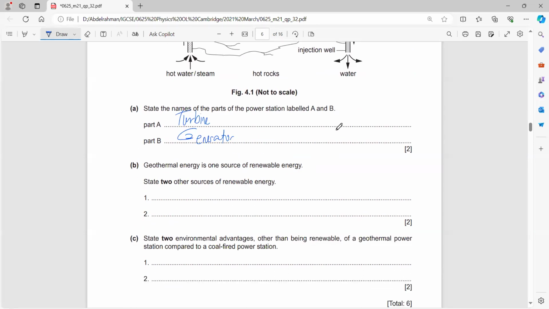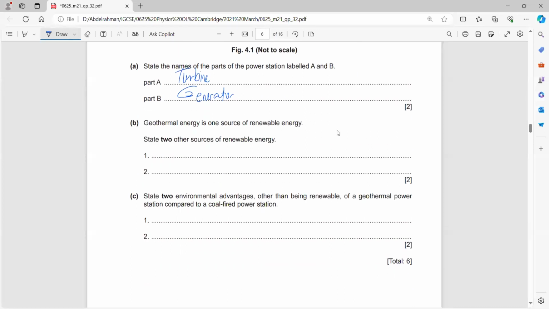Geothermal energy is one source of renewable energy. State 2 other sources of renewable energy. Whatever 2 other sources of renewable energy. There's wind and tidal, and there's hydroelectric. Wind, tidal, hydroelectric, solar. Okay, good.